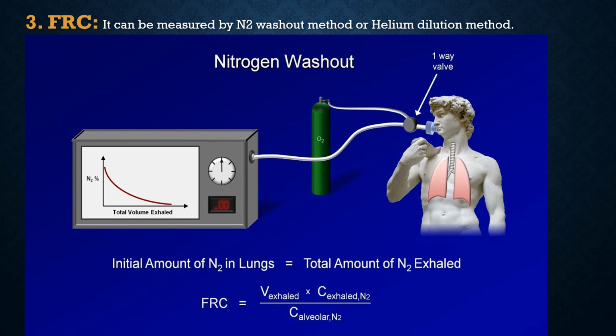Once we get the FRC, we can easily calculate the residual volume. RV is equal to FRC minus ERV, so we have to know the FRC and ERV. Then we can get the residual volume, and from the residual volume we can get the total lung capacity. TLC is equal to VC plus RV. That's how we get all the lung volumes and capacities.